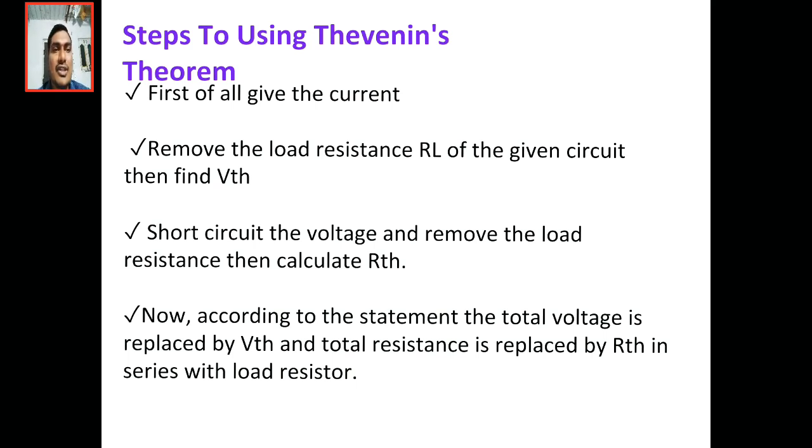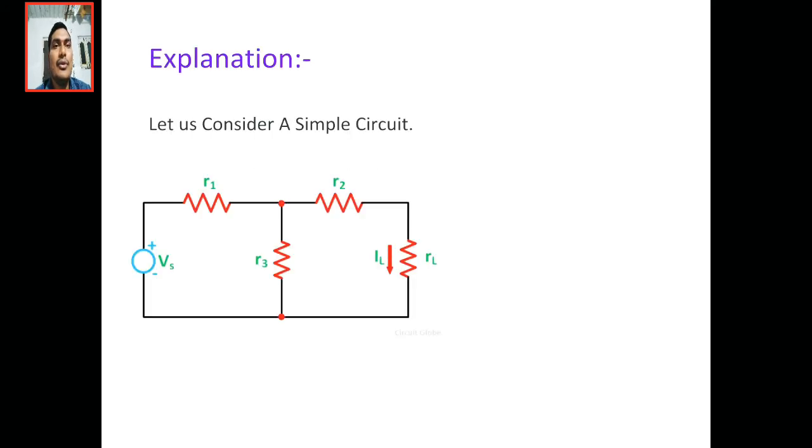Now according to the statement, the total voltage and total resistances are minimized into one voltage source in series with a resistance. That voltage source is called Thevenin's equivalent voltage source, and the total minimized resistance is called Thevenin's resistance. So see here one example.